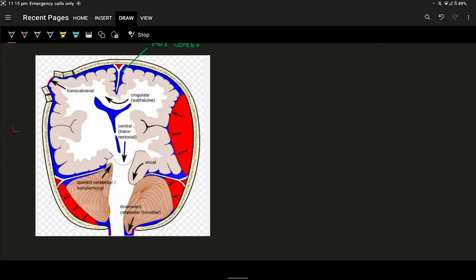So in the cingulate, that is the subfalcine, the cingulate gyrus is pushed under the falx cerebri. The CT signs which are usually seen in this case are the midline shift and compression of the lateral ventricles.